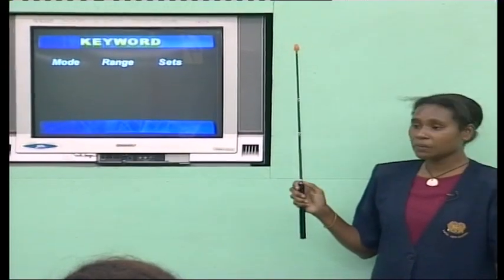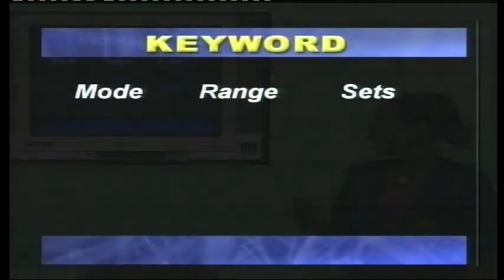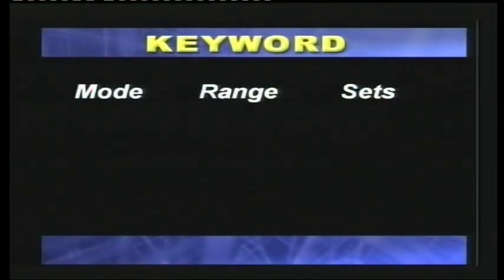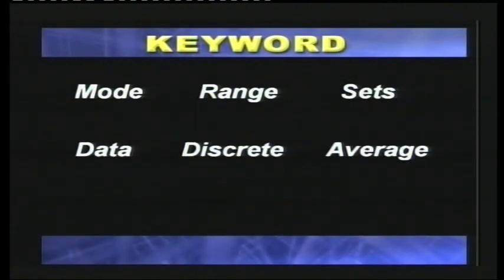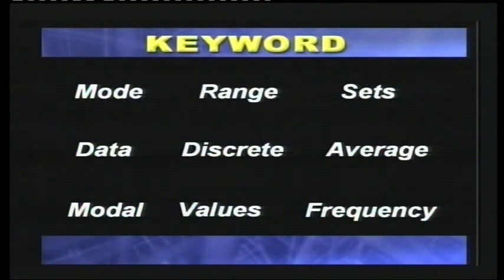We have some keywords that we have come across in our lesson for today. Mode, range, sets, data, discrete, average, model, values, and frequency. You might be seeing these words appearing, but we don't really know what they mean. I encourage you to copy these words down into your books. Use a dictionary to define their meaning. Find what these words mean. Quickly, 1 minute to copy those words down.